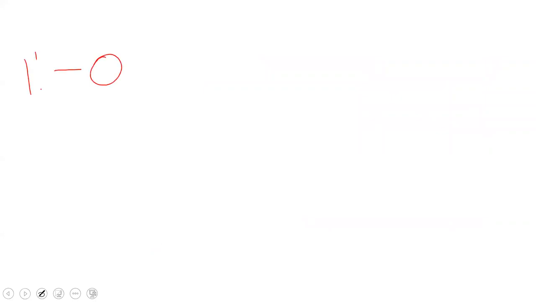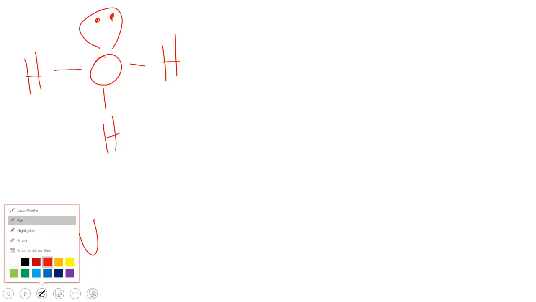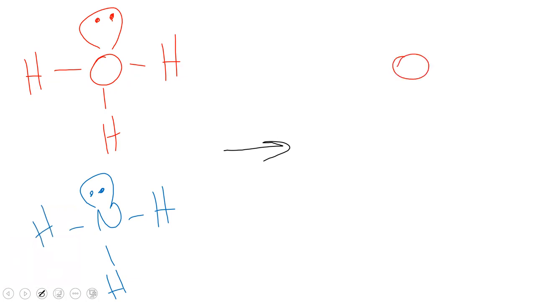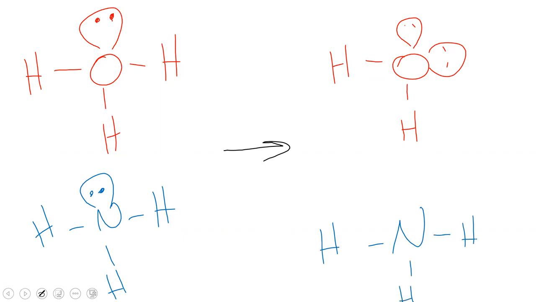Hydronium, the Lewis dot structure, looks like this. And ammonia has a Lewis dot structure that looks like this. After the reaction, we get water. The Lewis dot structure for water looks like that. And the Lewis dot structure for ammonium looks like that.